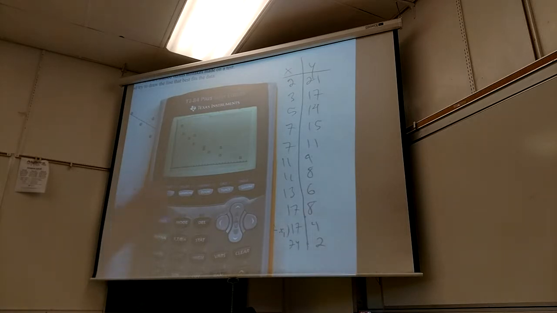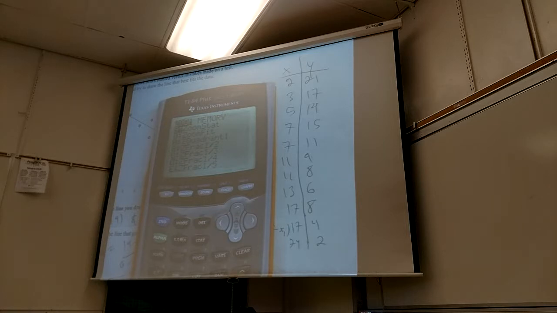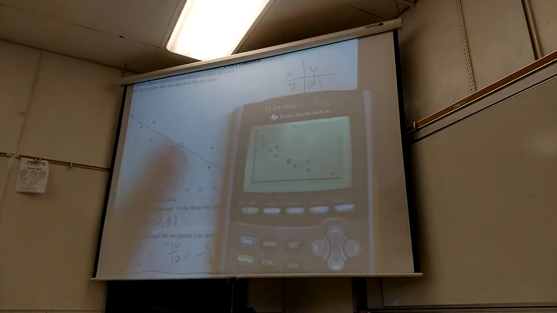Hit second y equals to get into stat plot. Kind of makes sense. Make sure that plot 1 is turned on. If it's not turned on, you hit enter, and then just hit enter when you're on top of on. Okay. Now when you hit zoom, and we do zoom 9, because zoom 9 is zoom stat, it zooms in on my statistics for me, so I don't have to try to find myself. Okay. Cool. Now that should look exactly like this, because they're the same 3 points.